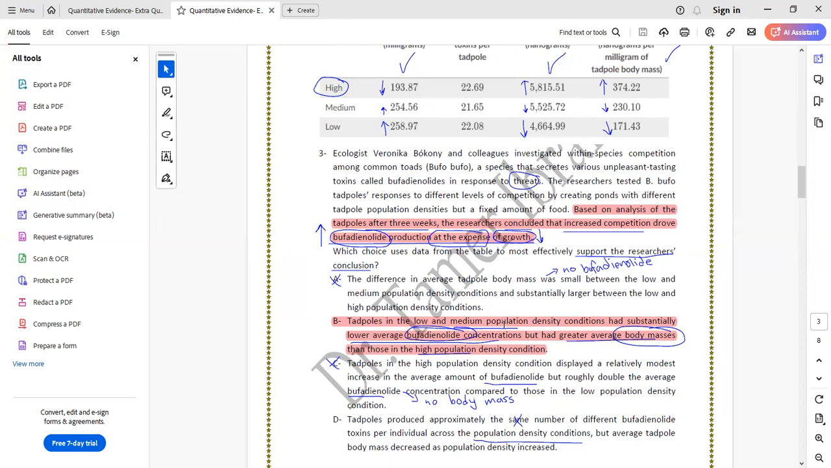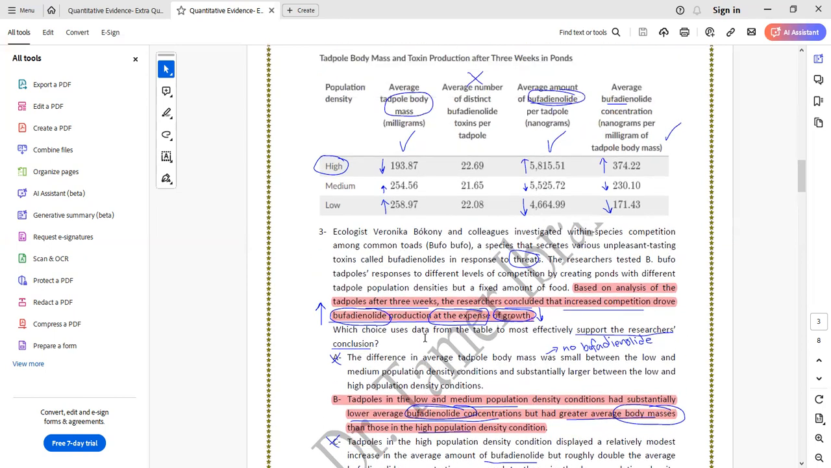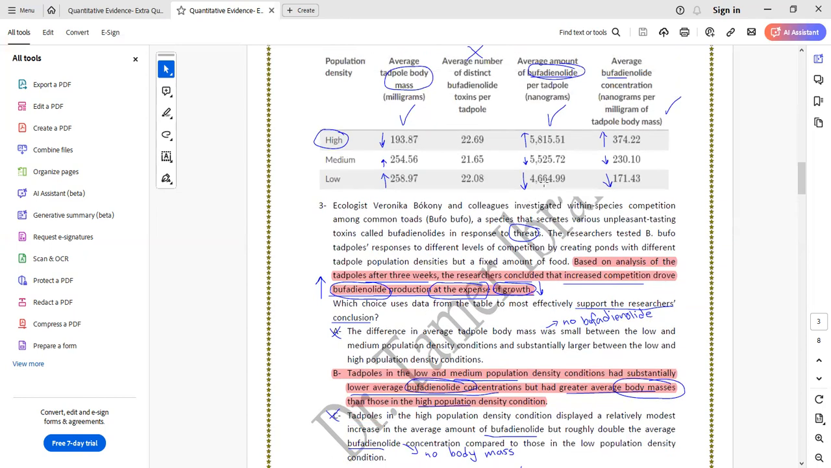Tadpoles in the low and medium population density condition have substantially lower average povidonolide, as you can find, in the low and medium. They have lower average povidonolide. Yes, lower than the high concentration, but had greater average body mass. Okay, let's find the body mass. Yes, they have greater body mass than those in the high population density. High population, less mass, but high povidonolide. So this will support.